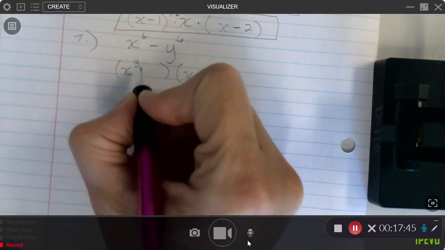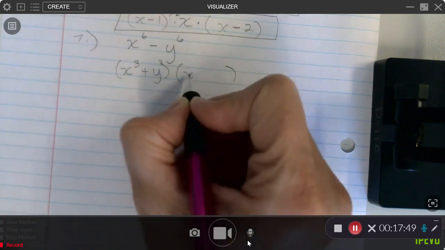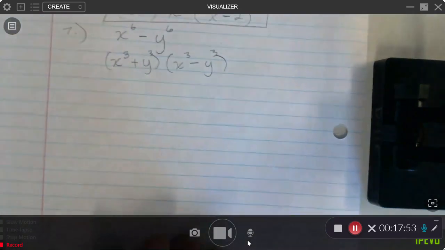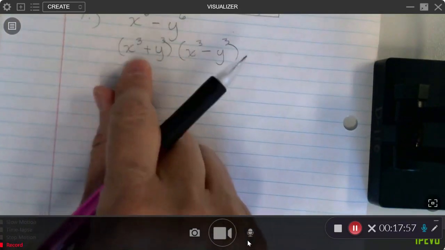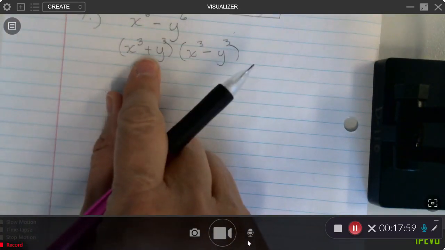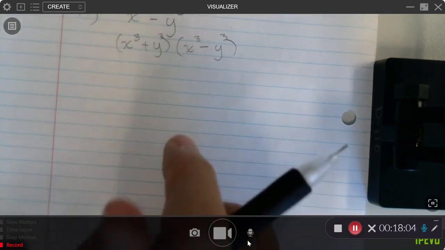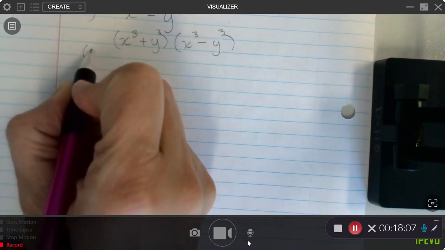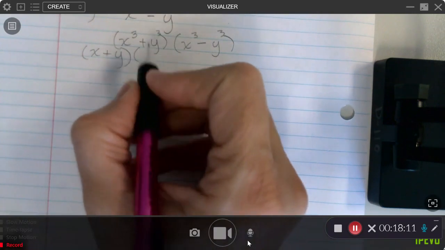x cubed plus y cubed and x cubed minus y cubed, right? And now we have two cube roots, right? So chant it with me. You take the cube roots and you put them down.